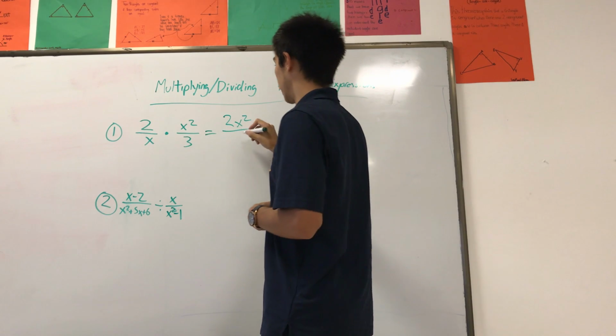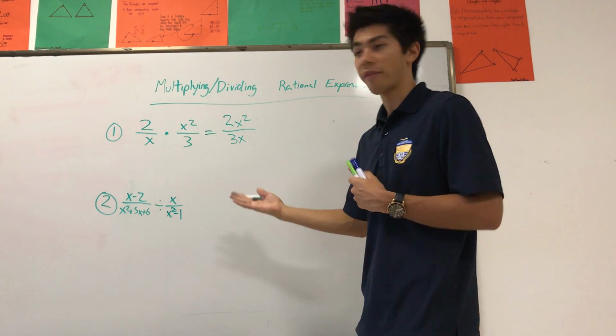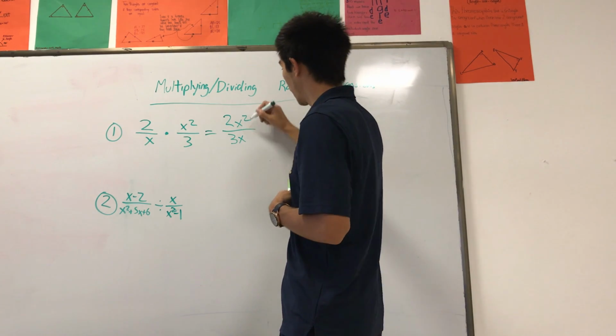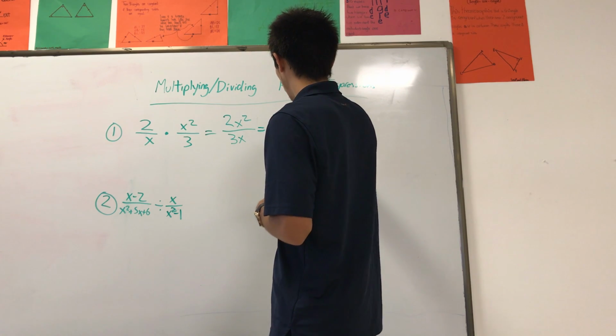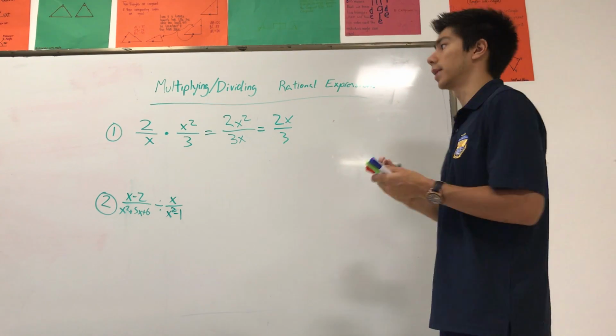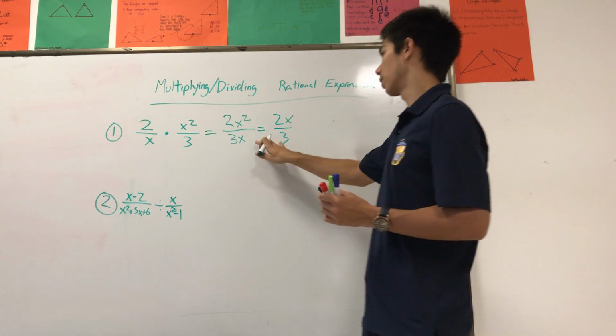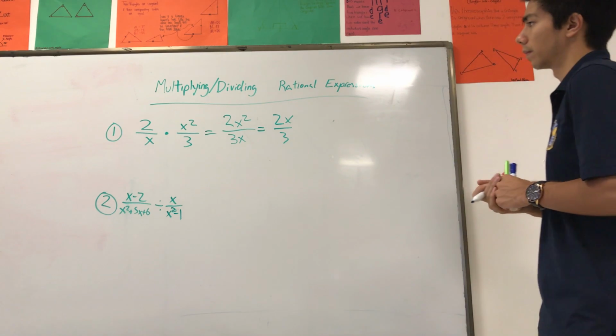Okay, x times 3 is 3x. And this would be my final answer. If we want, we can simplify it. We can say that this x cancels out one of the x's on top, so I'm left with 2x over 3. This would be my final simplified answer, but these are equivalent, so they're not going to harm you by doing that.